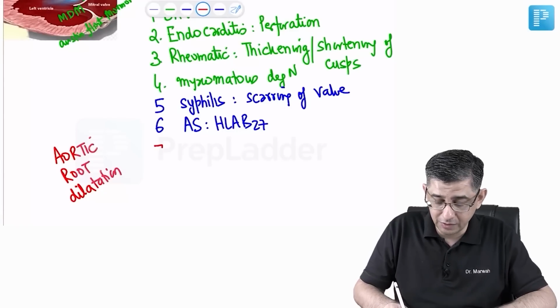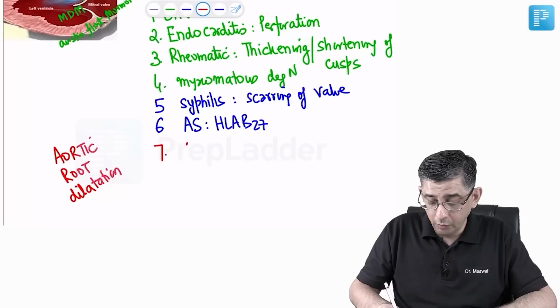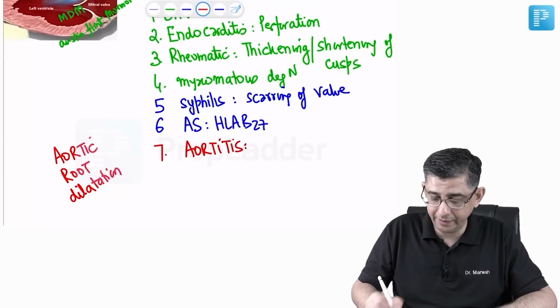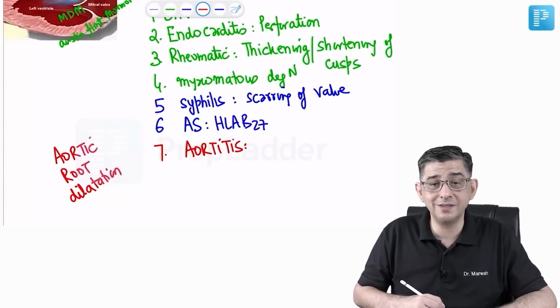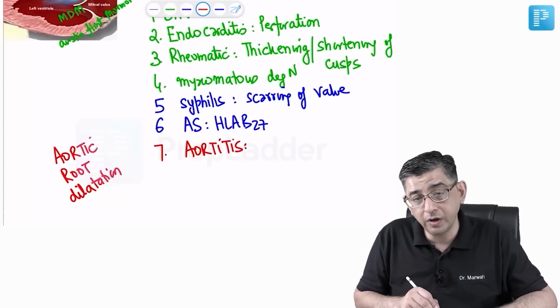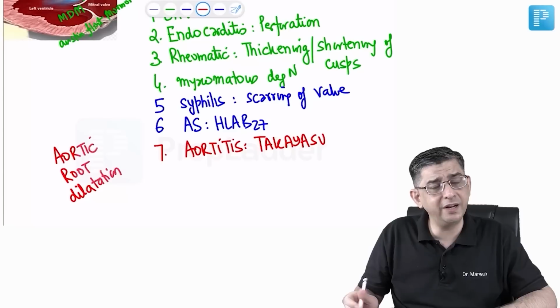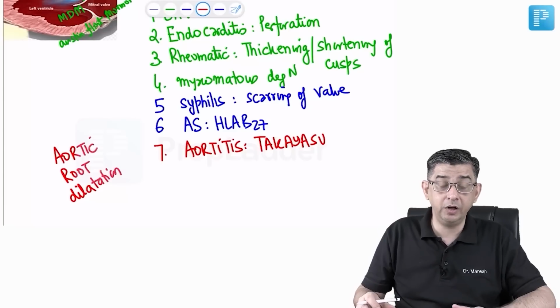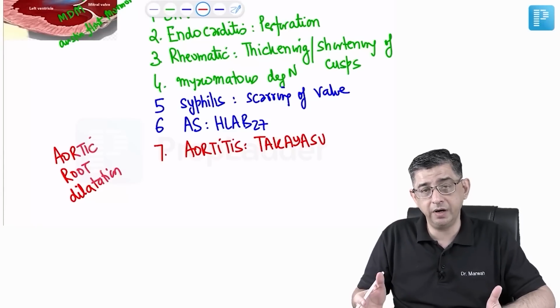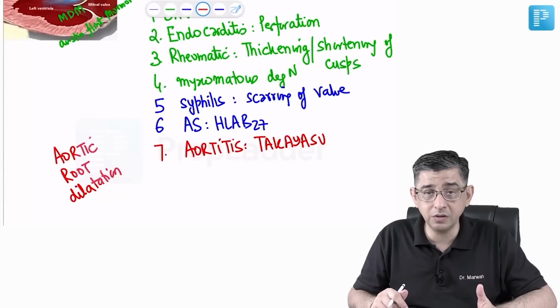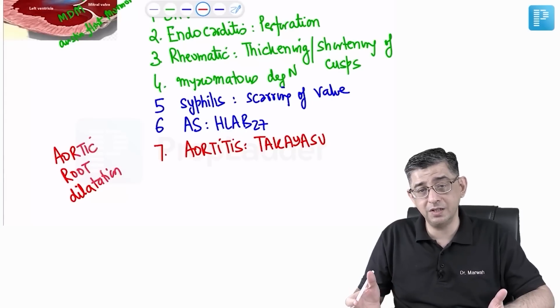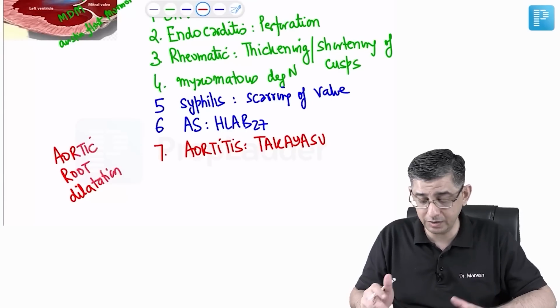So let's have reasons for it. One of the important reasons would be simply inflammation in the root of the aorta, aortitis. So he can ask you what is the reason behind development of this aortitis. Then your answer would be Takayasu. Takayasu can not only involve the left subclavian artery and cause unequal BP between the left and right arm, it can even cause renal artery stenosis. It can even cause aortitis as well, and subsequently aortic regurgitation.